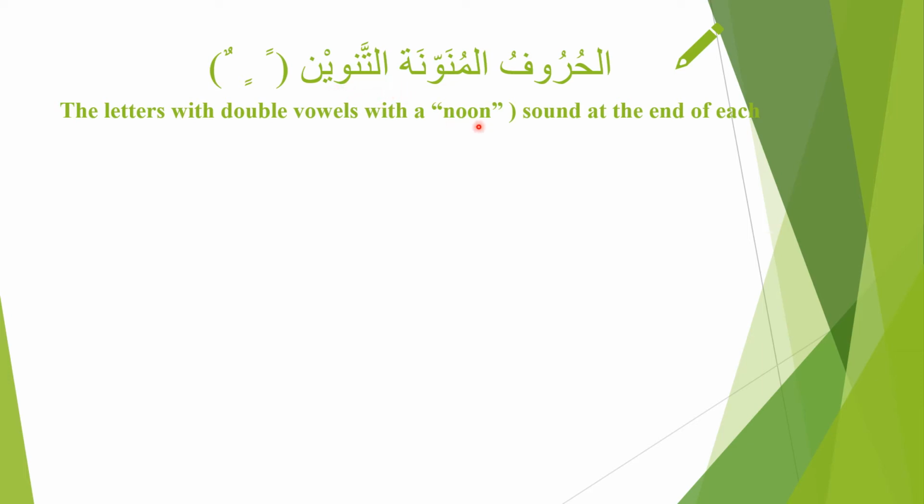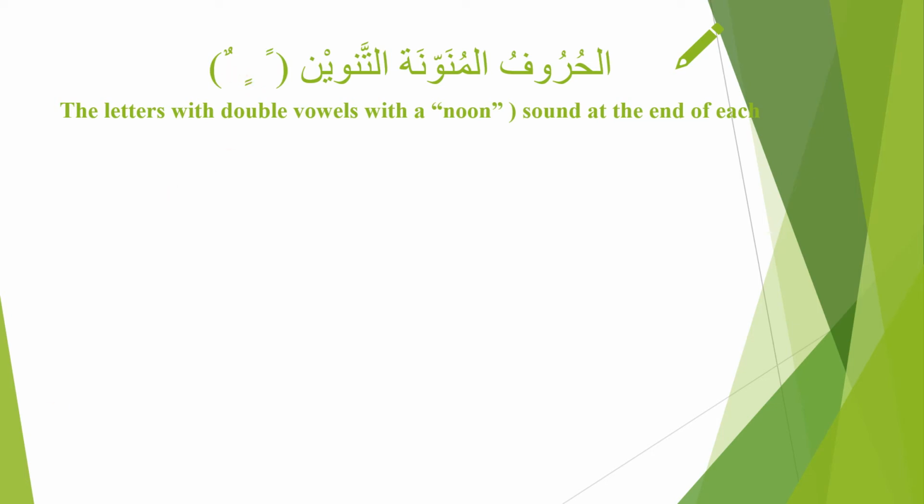It has a noon sound. We talked about it earlier. It has a noon sound, but the noon, the actual letter noon, is not visible. It's just the sound, and that's what the tanween means. So the first symbol looks like this: the fathatain, an, in, un. Fathatain, kasratain, dammatain. That means two fathas, two kasras, two dammas.